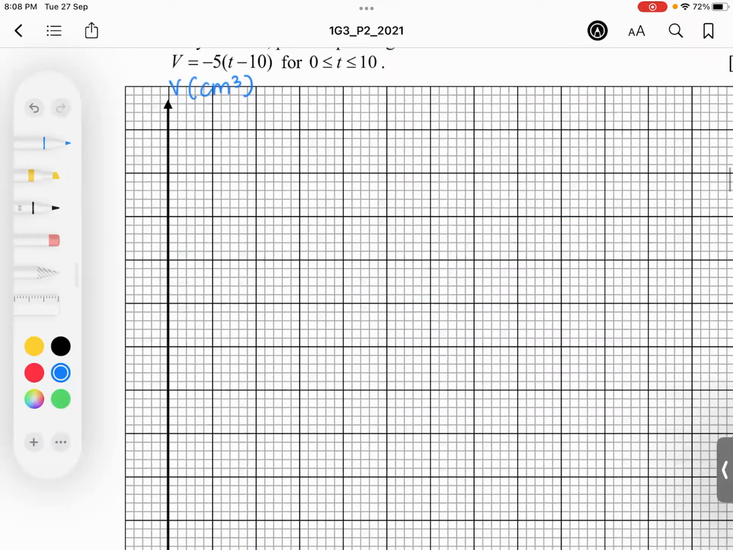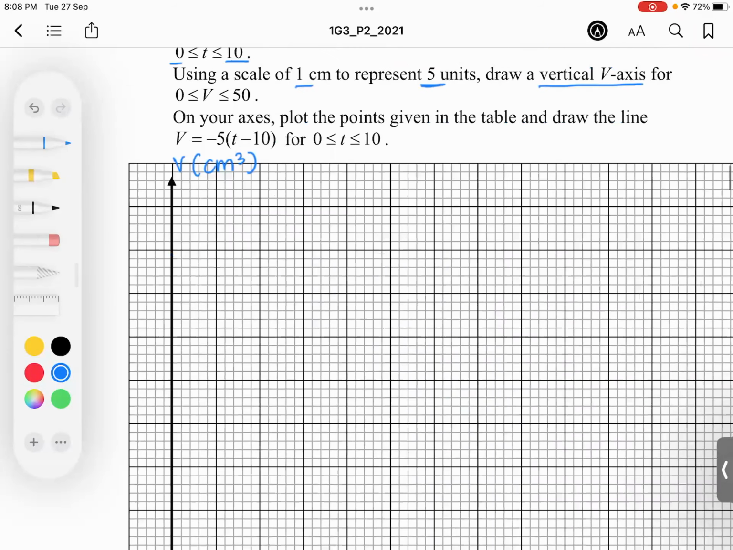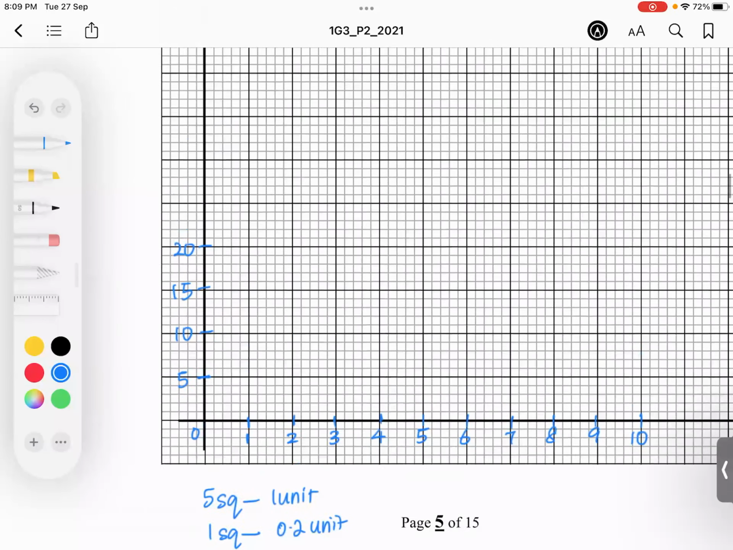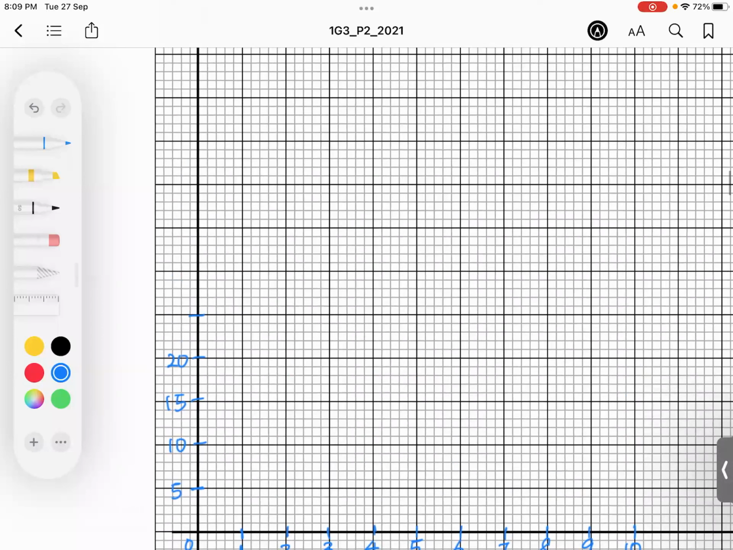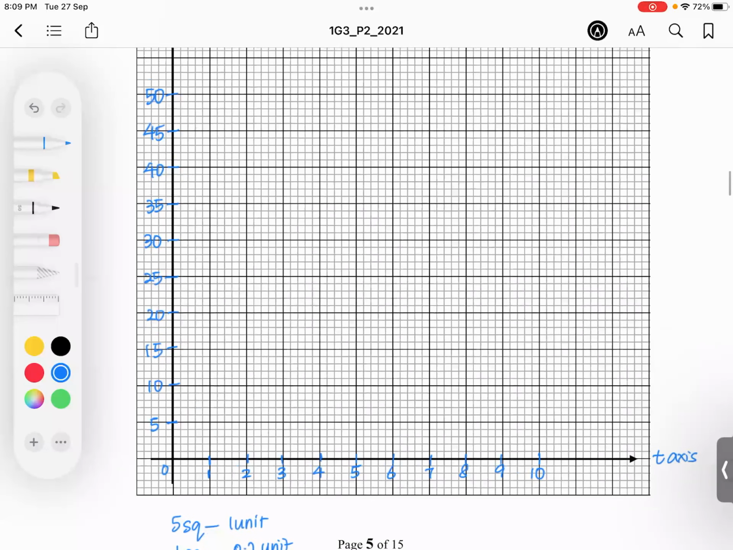So then they say 1 cm to represent 5 units. 1 cm represents 5 units. So 5 small squares will go by 5, 10, 15, 20. Let me finish drawing. 25, 30. Okay, so I will squeeze everything between 0 to 50. Then we quickly plot our points.